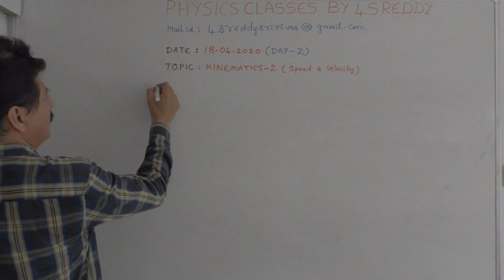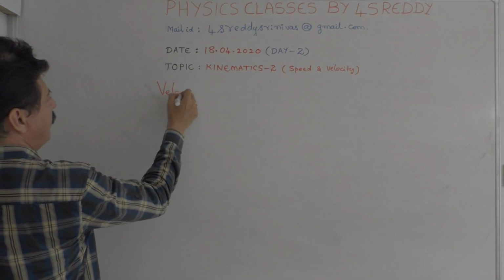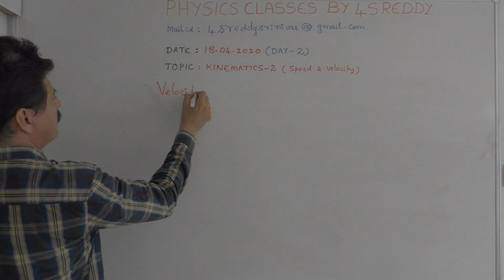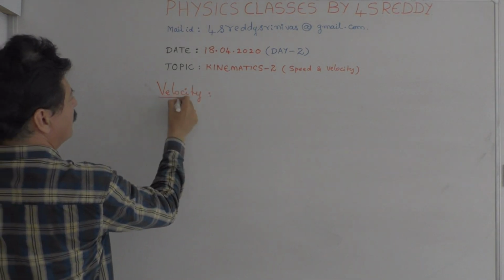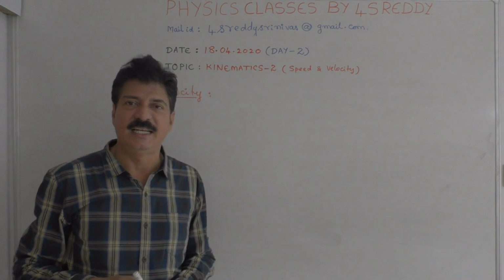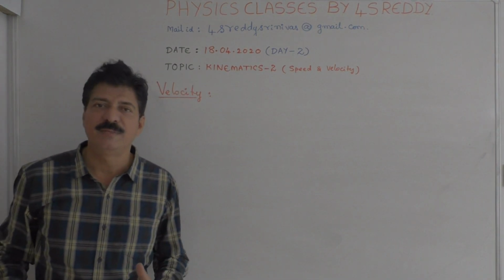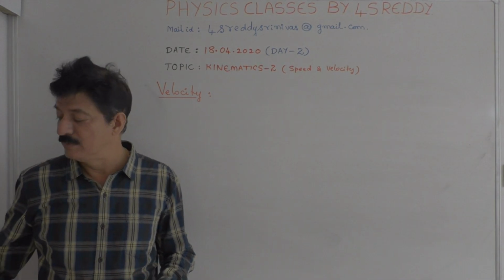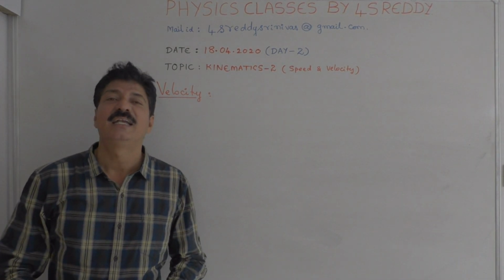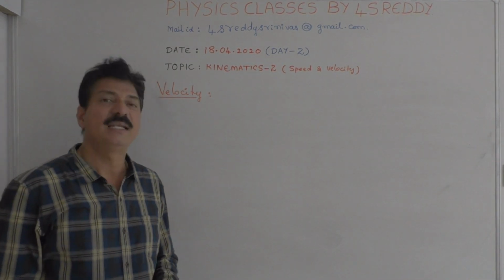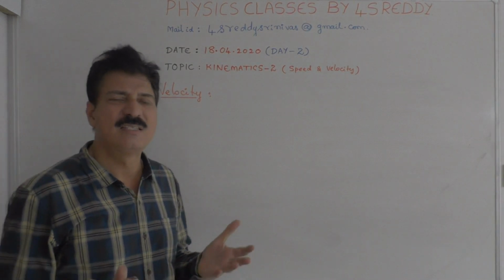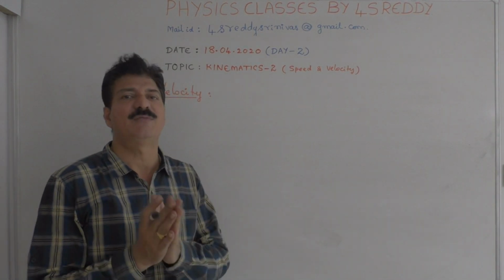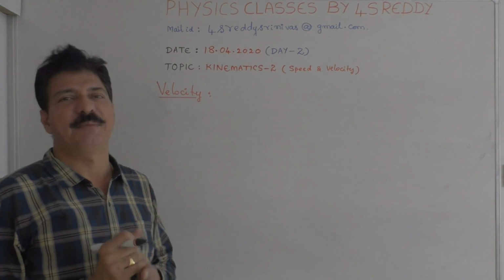Now the second one is velocity. What is meant by velocity? The rate of change of displacement of a body is called velocity, or simply the displacement of a body in unit time.